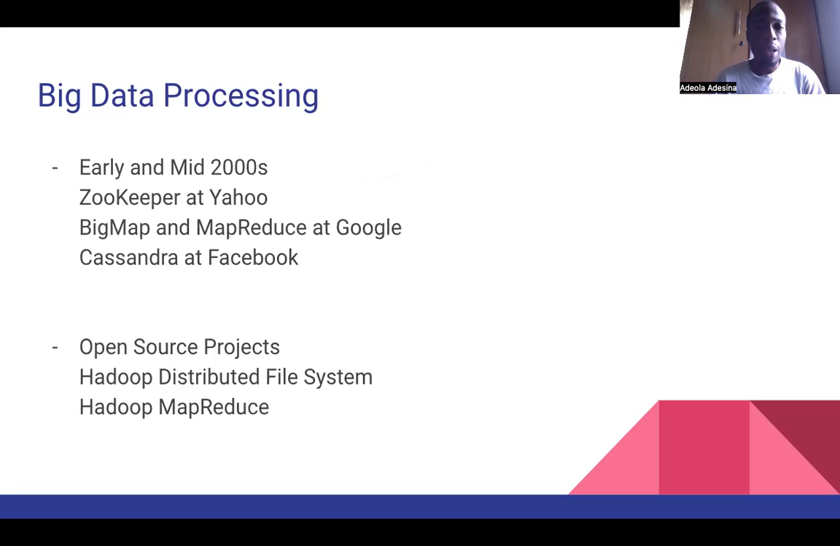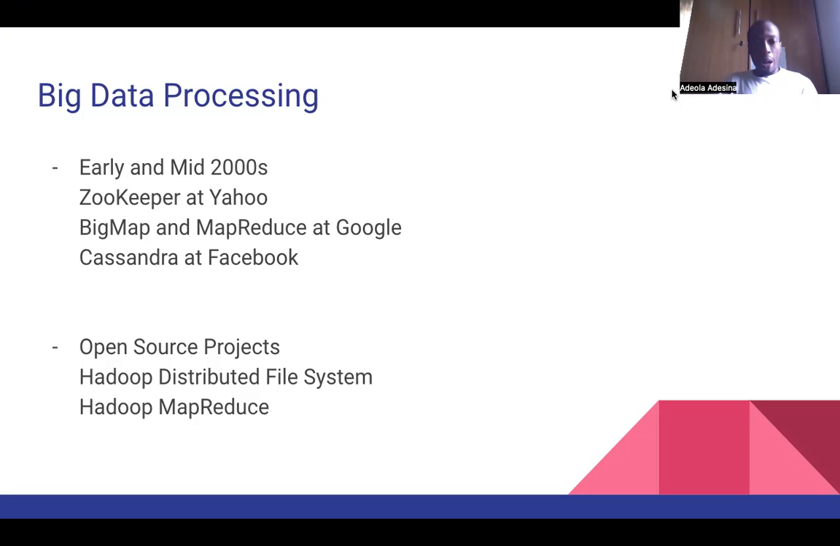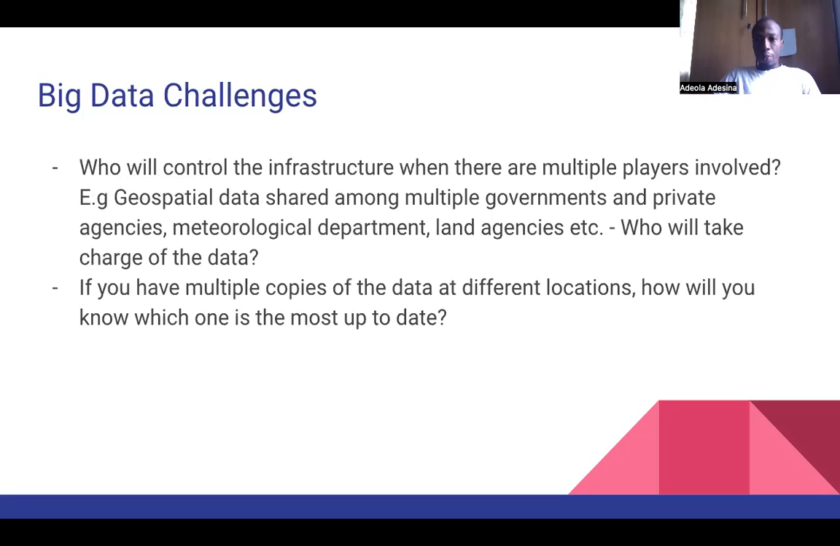So we look at early data processing methods like ZooKeeper at Yahoo, BigTable and MapReduce at Google, and then Cassandra at Facebook. And then more recently, we have open source distributed file systems like Hadoop Distributed File System, and then Hadoop MapReduce.